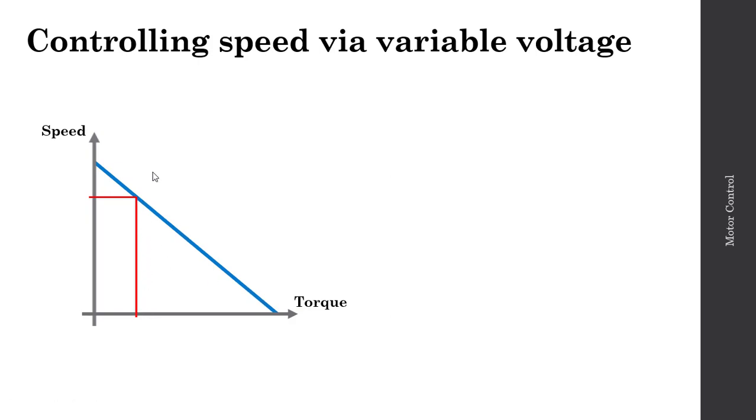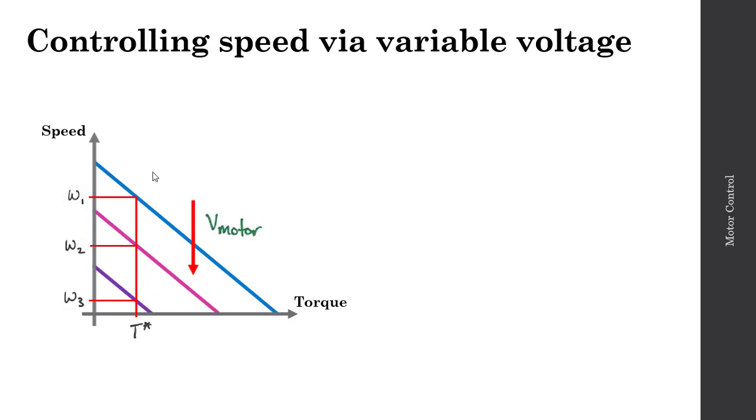Now recall, we can shift these curves down by changing the supply voltage fed to our motor. Thus, for the same torque, I could drive the motor at 3 different speeds, omega 1, omega 2, and omega 3. And these would be based on 3 different input voltages provided to the motor.